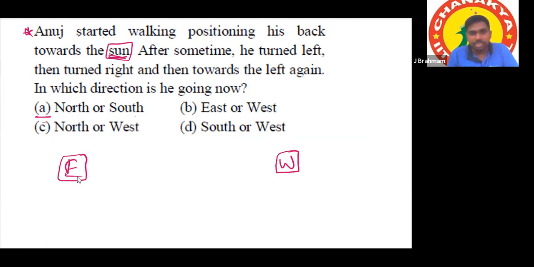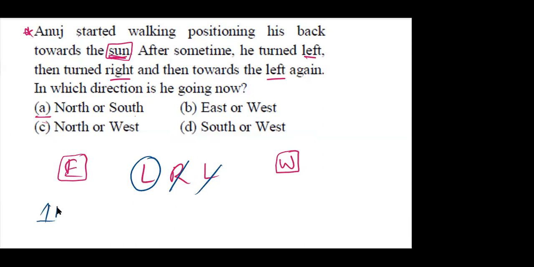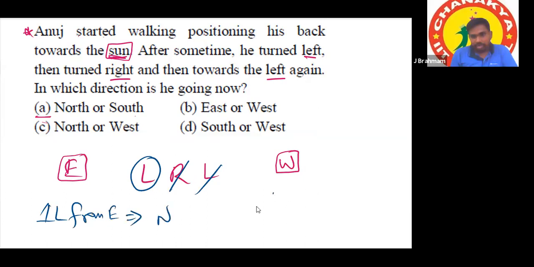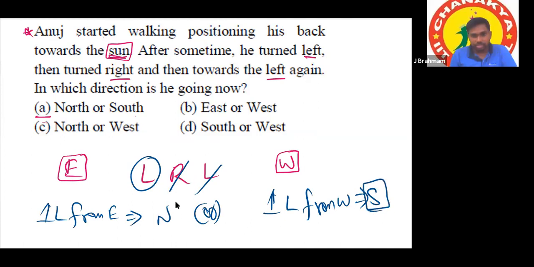After some time, he turned left, then right, then left again. So one left, one right, and one left. After cancelling one right and left pair, the remaining will be left only. So one left from east is north, and one left from west is south. Since we don't know which case applies, these are the two possible answers, either south or north. So the answer is option A.